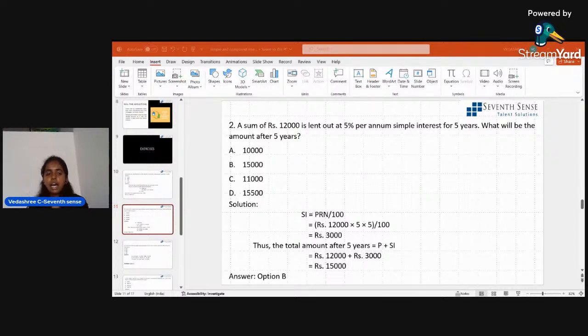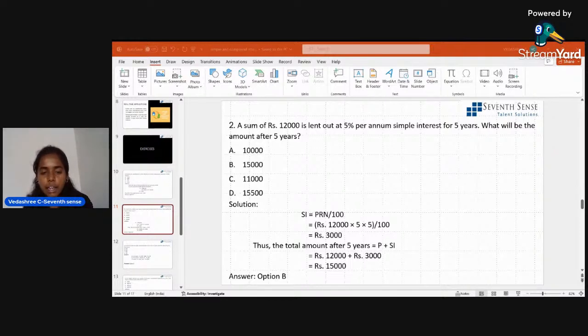PRN divided by 100. P is the principal amount, which is 12,000. R is the interest rate, which is 5%. So 12,000 into 5 into the time duration, which is 5 years. So the formula is 12,000 into 5 into 5 divided by 100.